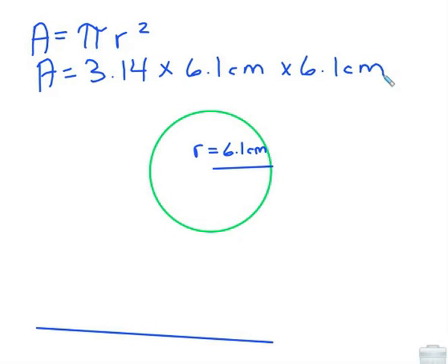What value do I get if I go 3.14 times 6.1 times 6.1? I don't have a calculator here. 116.83... 83.94. Okay, I'm going to round it to 84 centimeters squared because we have centimeters times centimeters. That's the area of that circle.